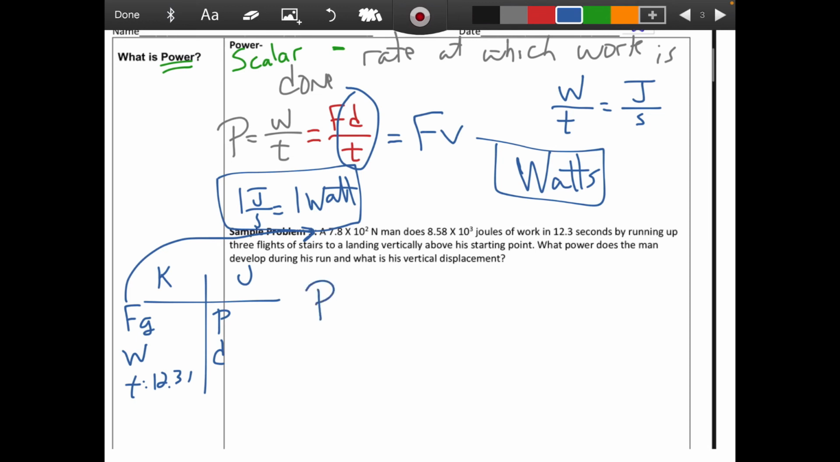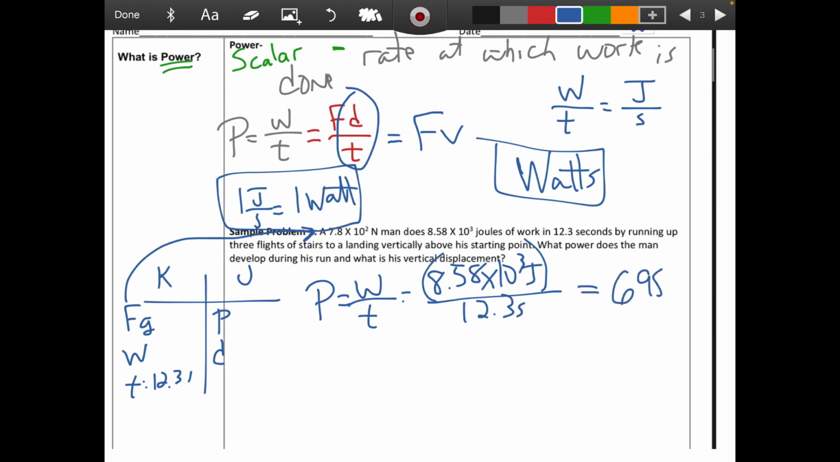And like we said, power, if we want to have power, we got to work over time. Okay, the work is this 8.58 times 10 to the 3 joules. I like to put parentheses, especially when you're using scientific notation, over 12.3 seconds. And we'll divide that out. You should get 698 watts.